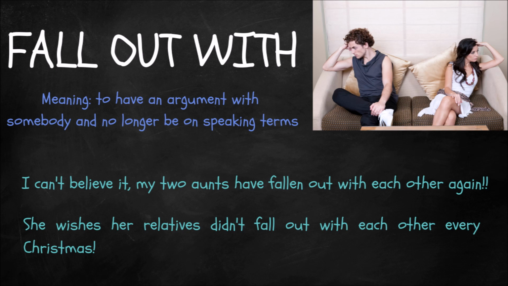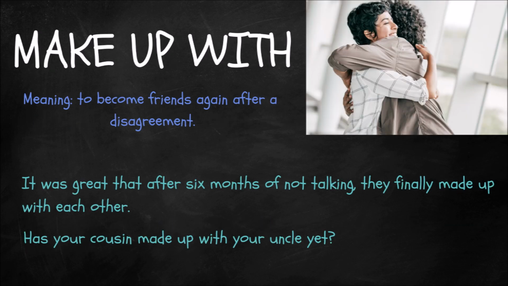Yeah, maybe you have some people in your family who rarely seem to see eye to eye and have an argument. It doesn't have to be a big shouting argument. It can just be that they're not really talking to each other. So we can say that they have fallen out. And another example here, she wishes her relatives didn't fall out with each other every Christmas. Yeah, so these occasions when they're supposed to be really wonderful and nice and everybody comes together, well, sometimes people can fall out with each other.